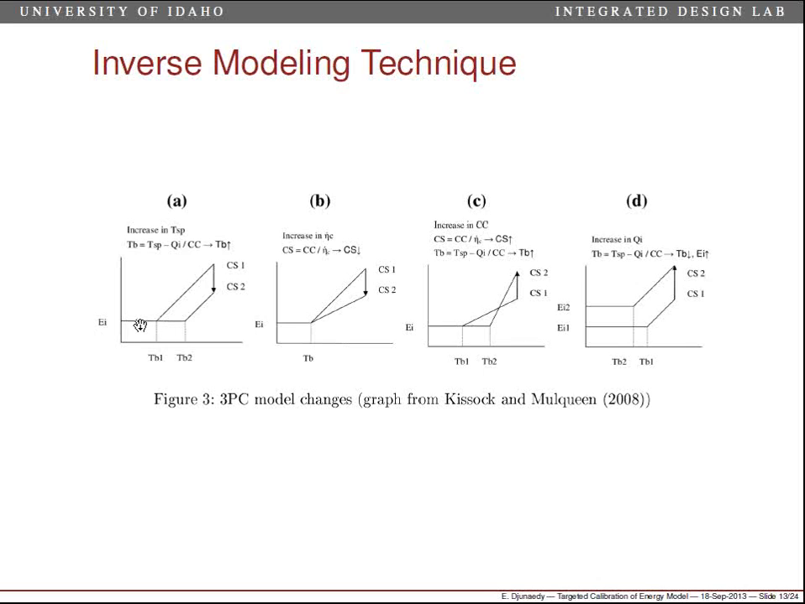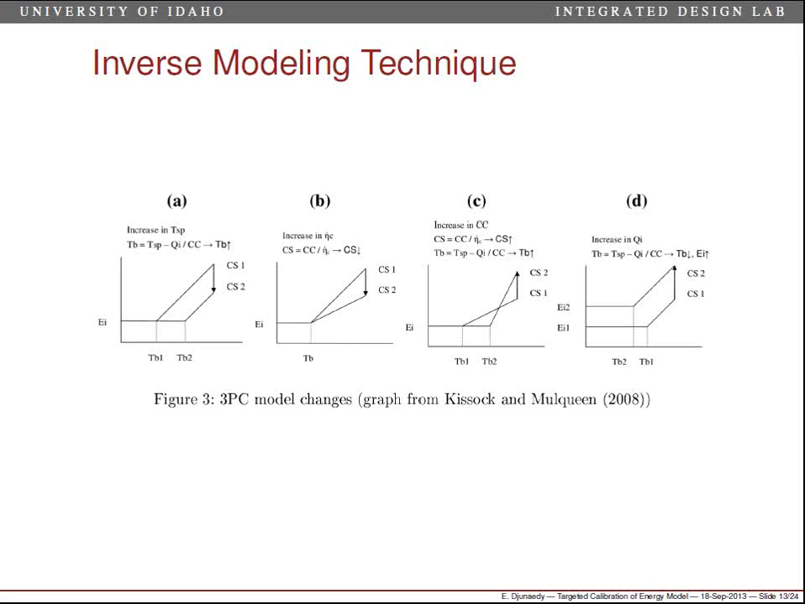Okay, another example over here. The base load is the same. The cooling slope is the same, but there is a change in the balance point temperature. Now you can start thinking there is a change in the energy signature. It means something.